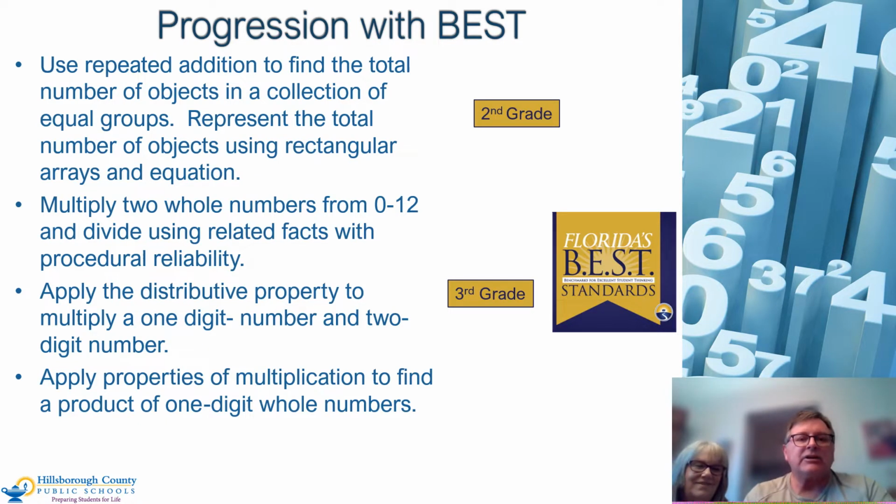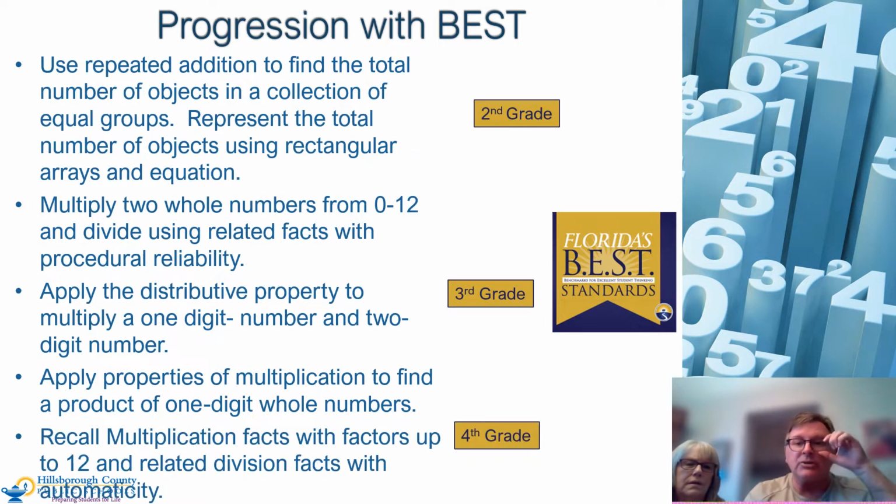Then you take a look here at third grade, they're working with factors now to 12 and focusing on, by the end of third grade, having a reliable procedure to solve those basic fact problems. Moving into distributive property, and applying properties of multiplication to find a product of one-digit whole numbers. And then in grade 4, notice the language of recall with automaticity for those basic facts to 12.